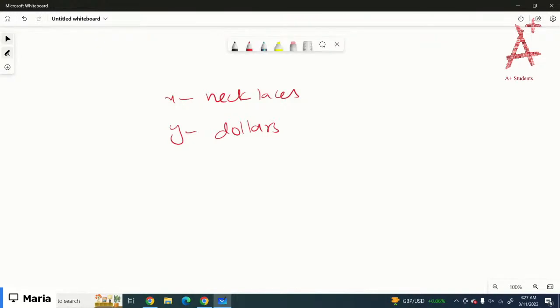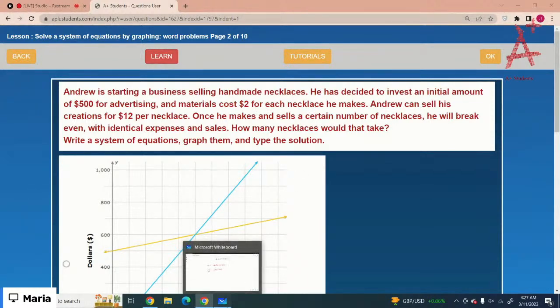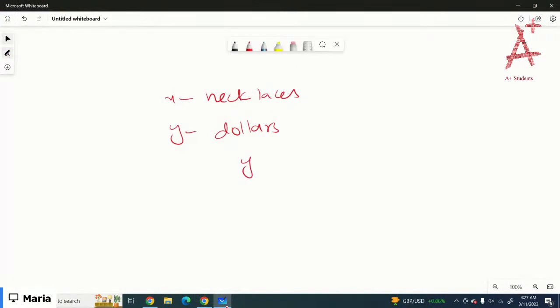So let's just write down the equations. Andrew is starting a business selling homemade necklaces. He has decided to invest an initial amount of $500 for advertising, and material costs $2 for each necklace he makes. So that means the equation would be y equals 2x plus 500. Got it? That would be equation number one.